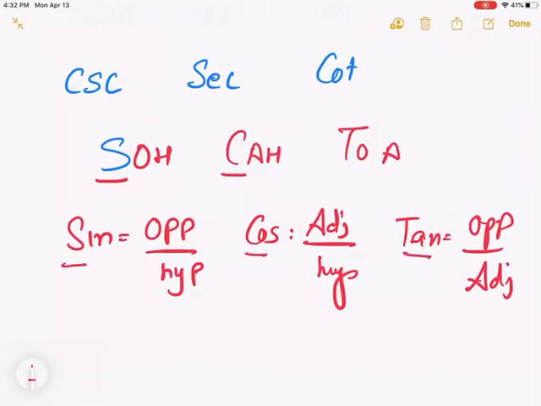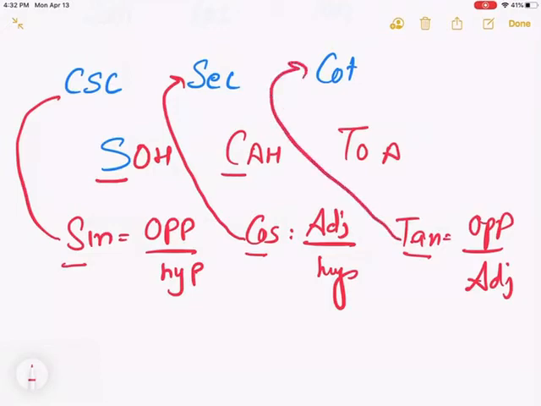These are reciprocal functions. Sine goes with cosecant. You can just flip the fraction, and that would be the cosecant function. Cosine goes with secant. You can just flip the fraction, and that would be the secant ratio. And if you flip tangent, that would take you to cotangent. That's just going to be the value.